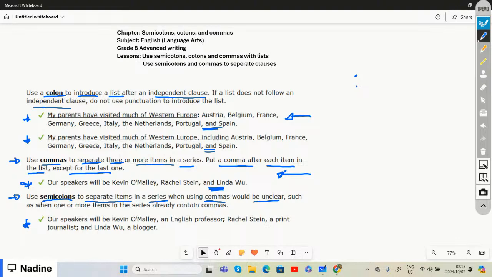But a semicolon separates the items in a series, and it also does so when the commas would be unclear, especially if there is more than one item in a series that already contains a comma. Like for example, Kevin O'Malley, an English professor. Rachel Stein, comma, a print journalist. Linda Wu, comma, a blogger.